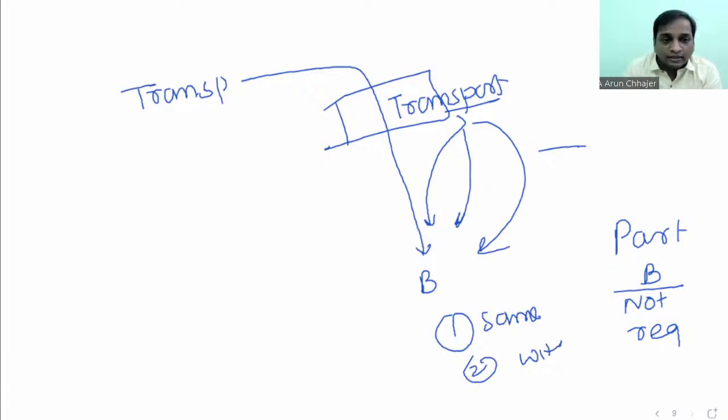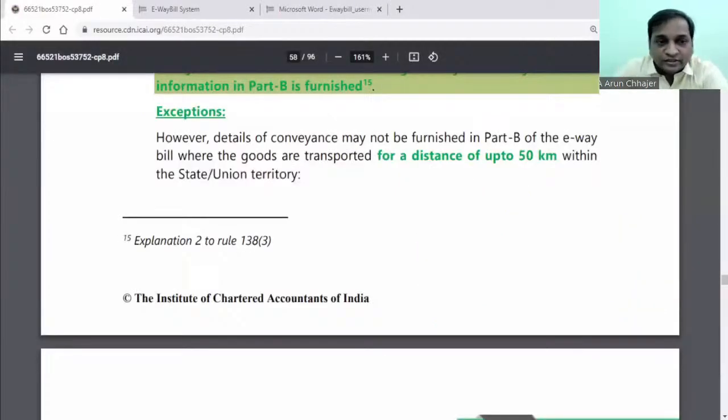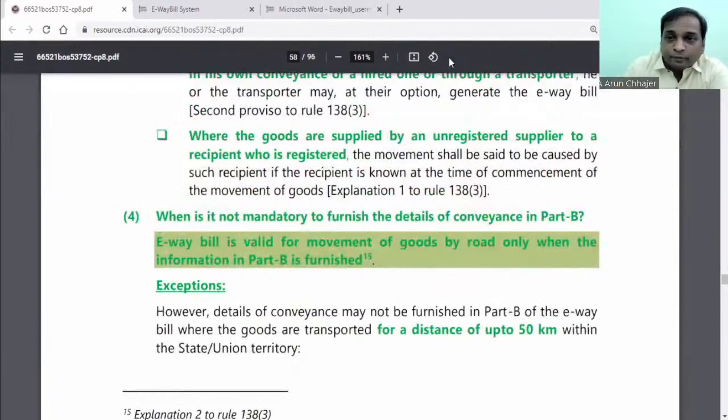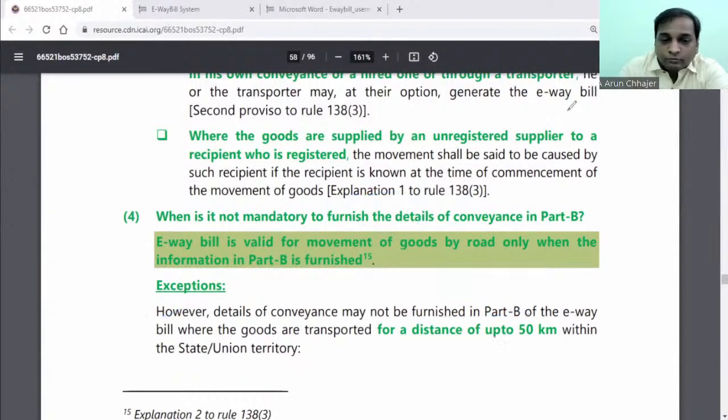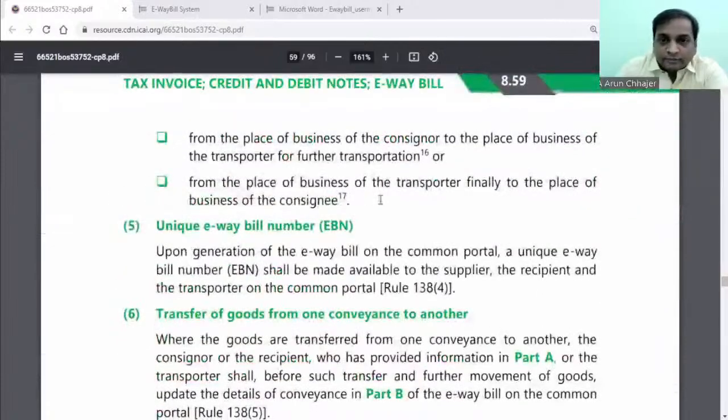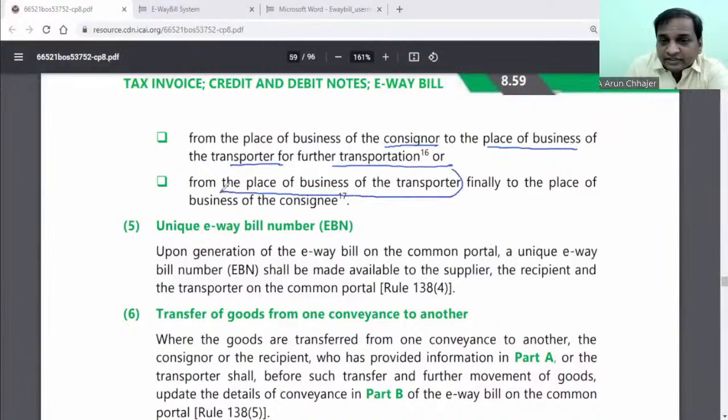Let me go back to the main institute notes. So this is the point which I would like to explain, when it is not mandatory to furnish the details in Part B. Details of the conveyance may not be furnished for a distance up to 50 kilometers within the state if the goods are moved to the transporter from the place of business of the consignor to the place of business of the transporter for further transportation, or from the place of business of the transporter finally to the place of the consignee. These are the two exceptions. Distance 50 kilometers, state same.